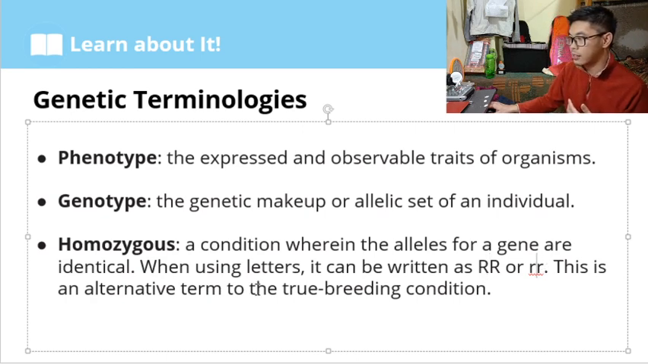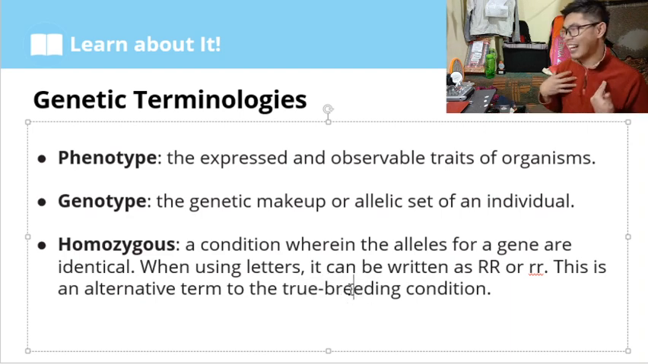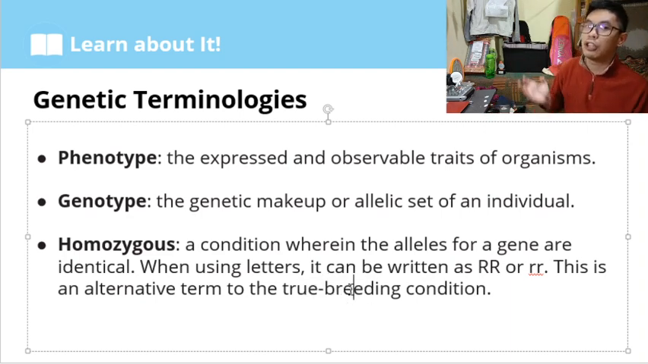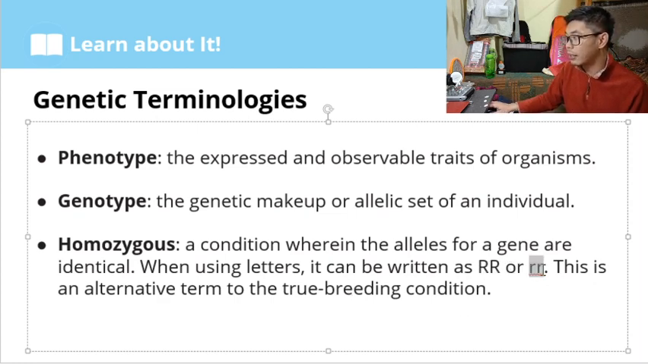Alright, in that case, aside from using the term homozygous, some other books will tell you a thing called true breeding. At some point, para sa akin kasi very mahaba na yung term na homozygous, I call this one their pure breed. Pure breed. Kasi nga, pure sila na capital R, at saka pure sila na small letter r. Pure breed. Right? Puro. Alright? So, yun po ang meaning ng homozygous.